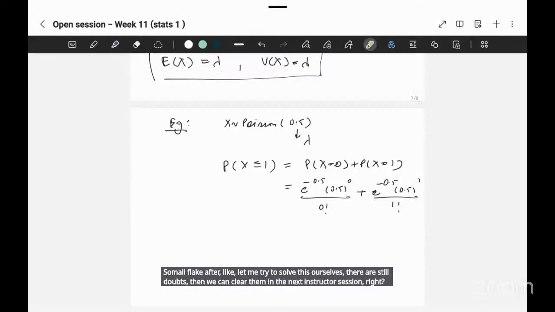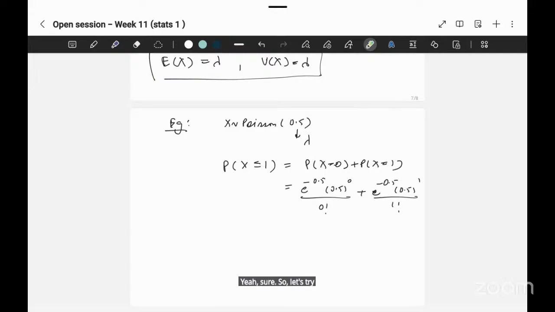So, ma'am, if after we try to solve this ourselves there are still doubts, then we can clear them in the next instructor session, right? Yeah, sure. So let's do some activity questions. Okay, 1, 2, 3 activity questions we can do right now.